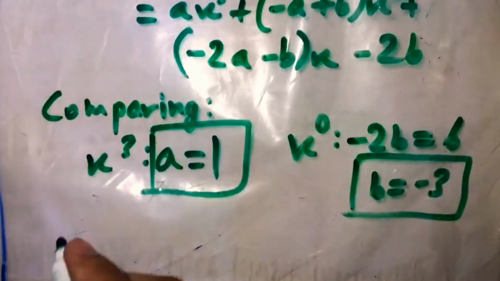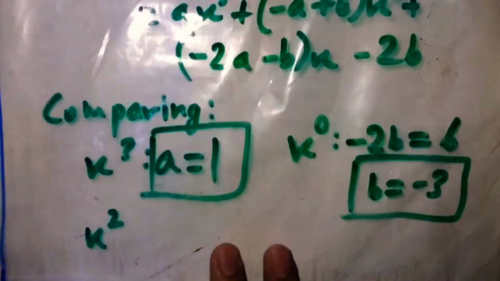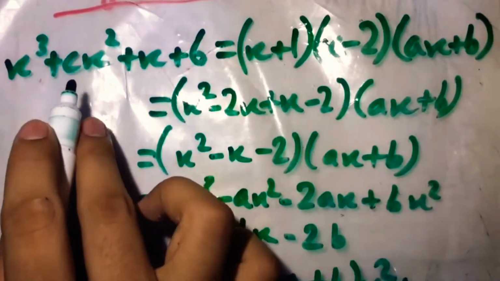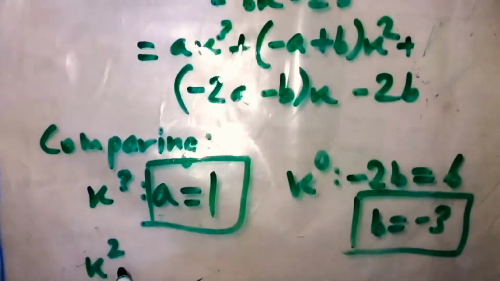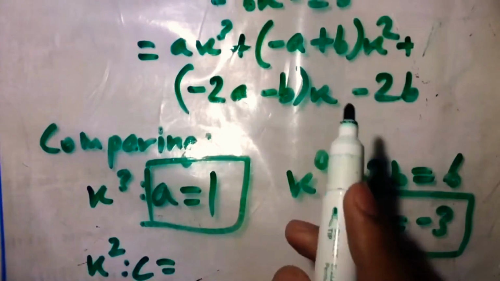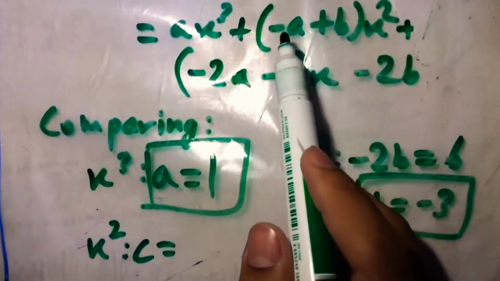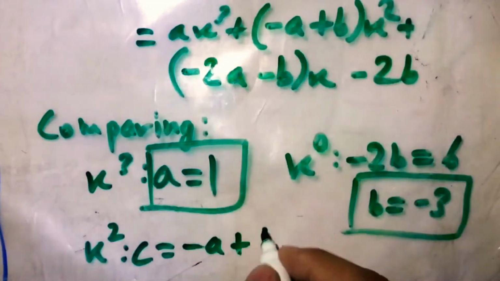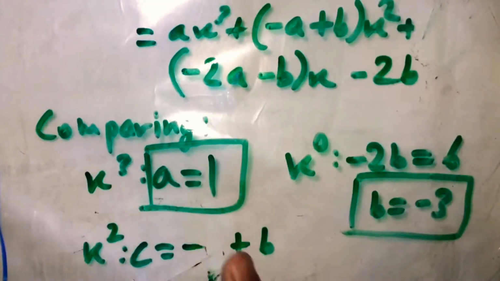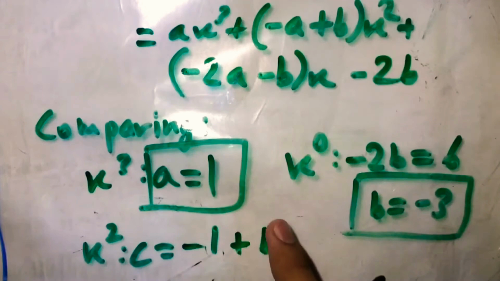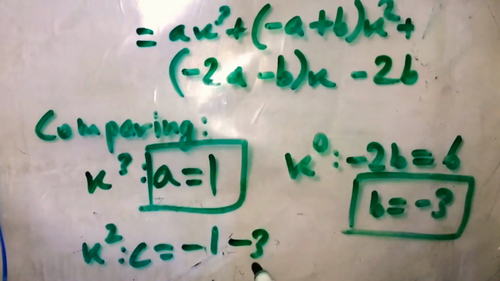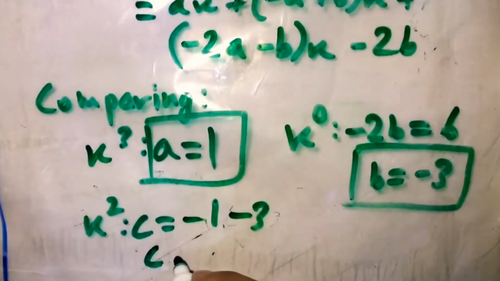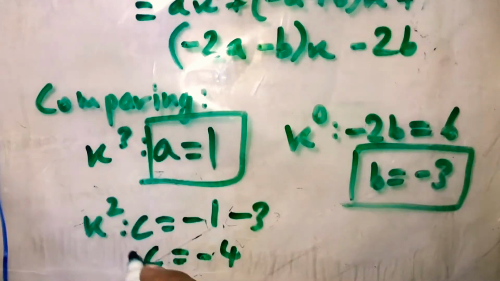Now we'll take the coefficient of x squared to find the value of c. This is c. c equals the coefficient of x squared over here, which is minus a plus b. a we found as 1 and b we found as minus 3. So c equals minus 4.